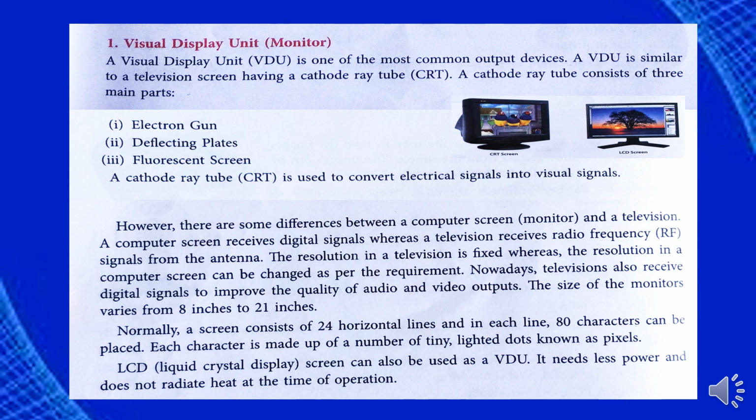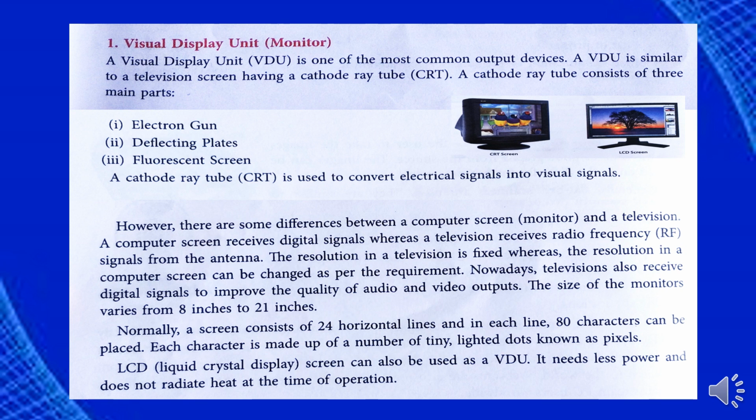More than 21 inches also it comes. Normally, a screen consists of 24 horizontal lines, and in each line 80 characters can be placed. Each character is made up of a number of tiny light dots known as pixels.